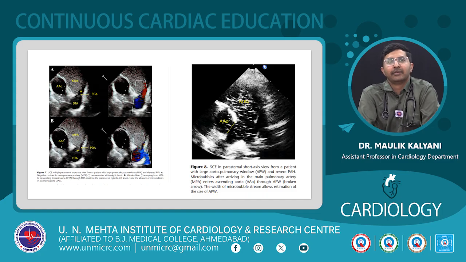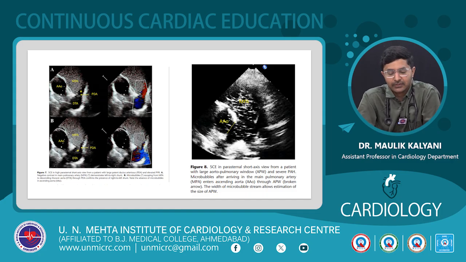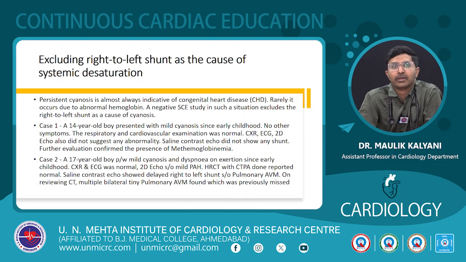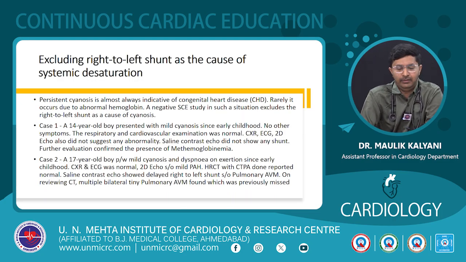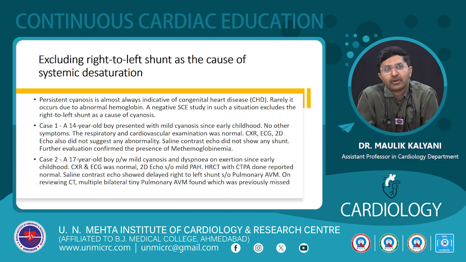So the same thing we have discussed in the first portion, where there was some phasic right to left shunt and predominantly left to right shunt. So it was a case of early Eisenmenger with PH, and the second, as we discussed, was an aortopulmonary window with severe PH. So this is the most important thing.